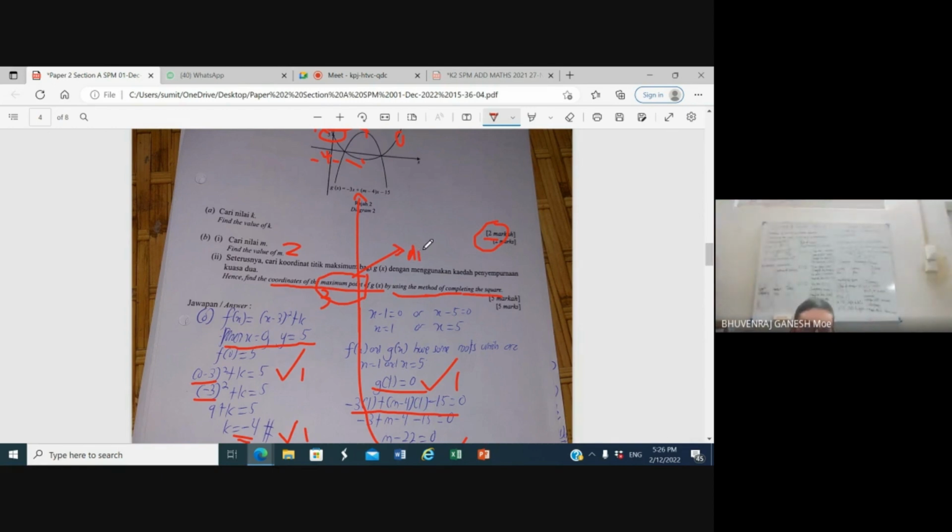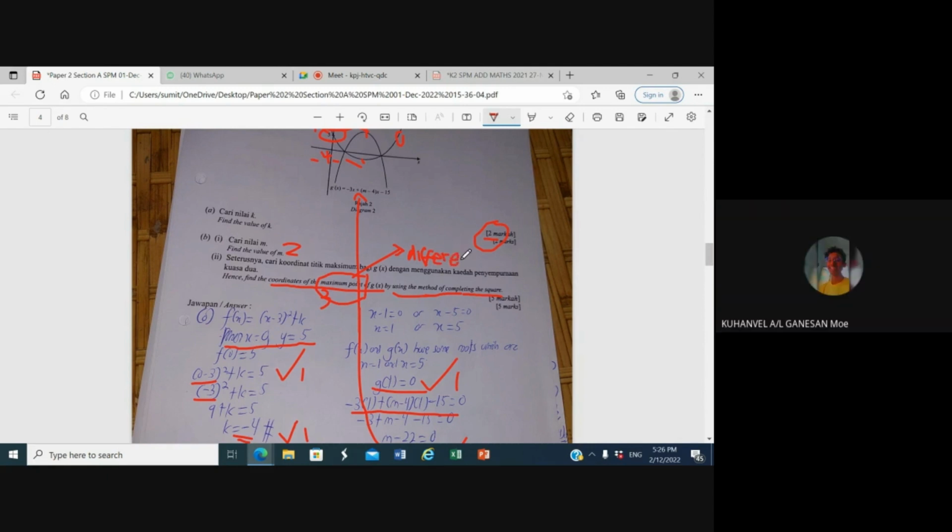Sometimes you see why they ask you to use completing the square. Because when you want to find the maximum point, you can also use another method. Anyone knows what chapter? Differentiation. Yeah, correct. So the question wants to be cruel to all of us, since we all are smart, right? So we use it.